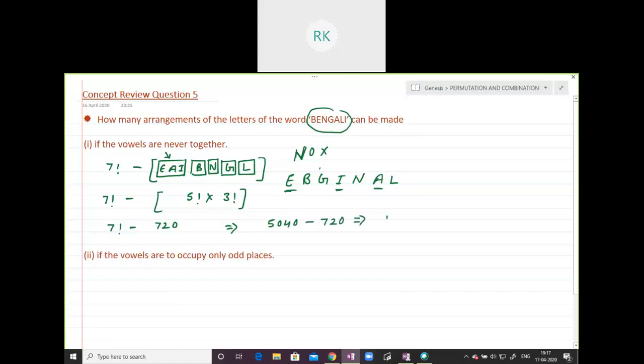Answer must be 4320. Wonderful. I hope many of you got the answer. So I am subtracting, right? All vowels are together. I am subtracting. In this case, how many words can we form where all vowels are together? I'll subtract from the total arrangements, right? So I will get vowels are not together.